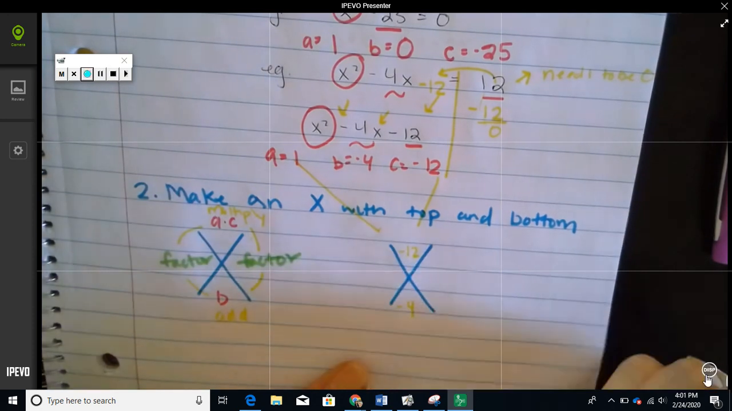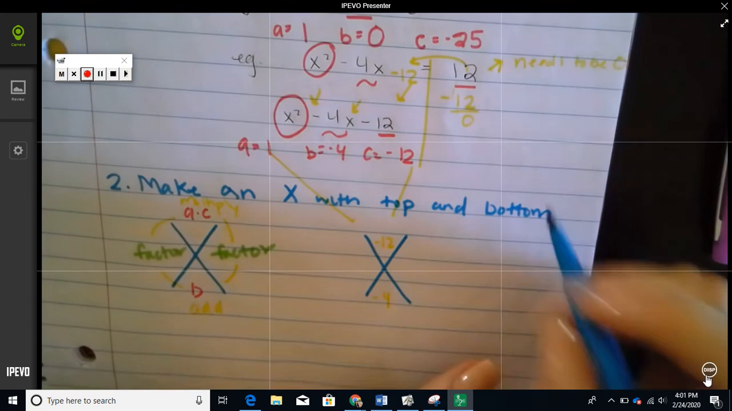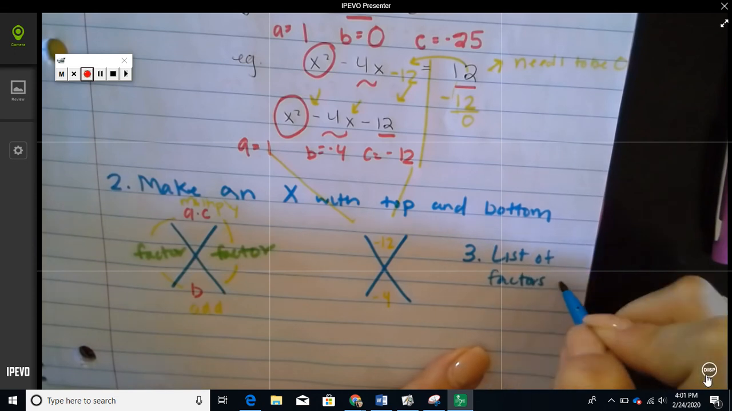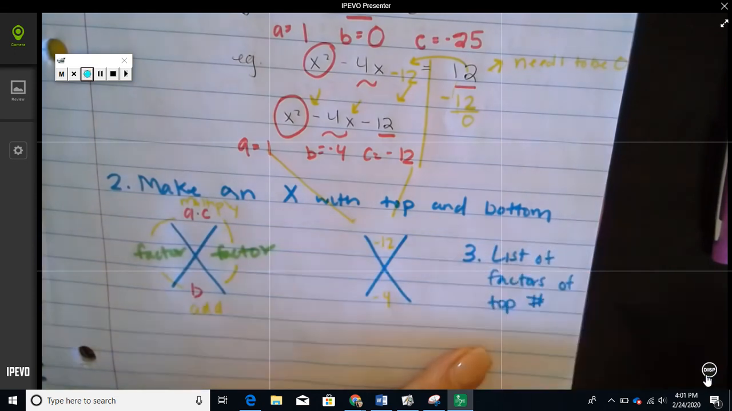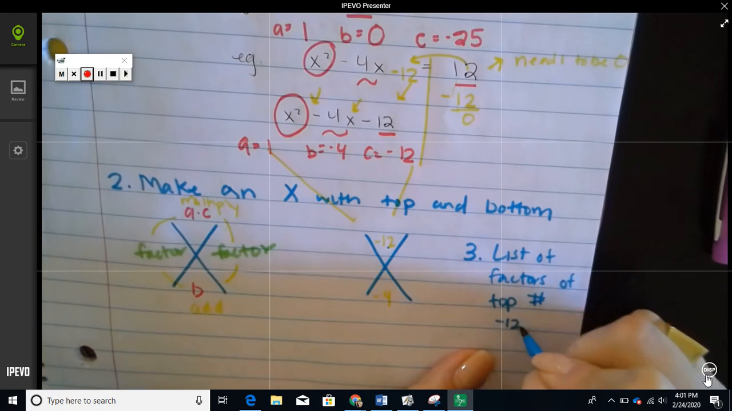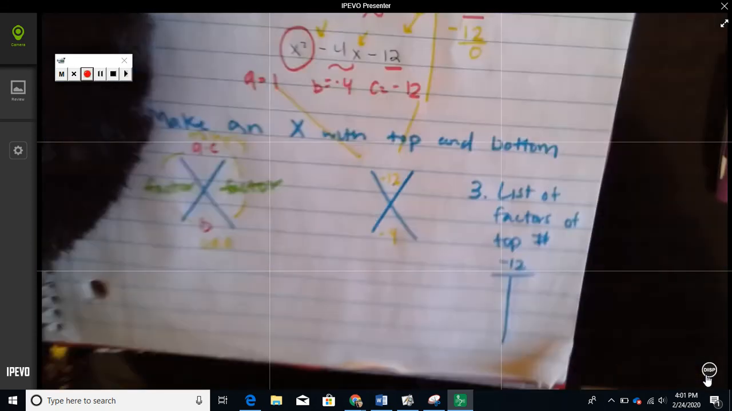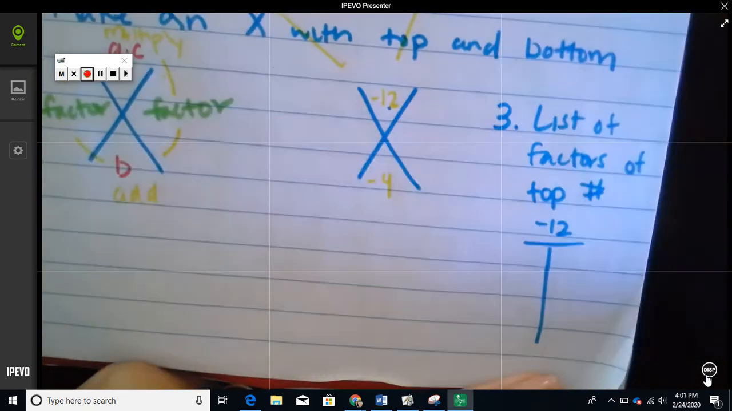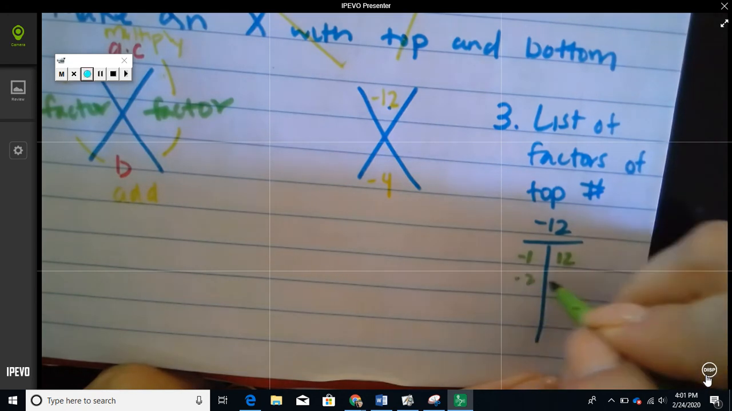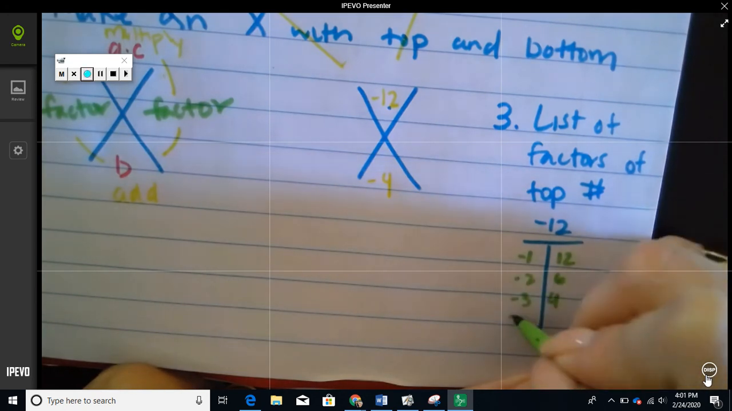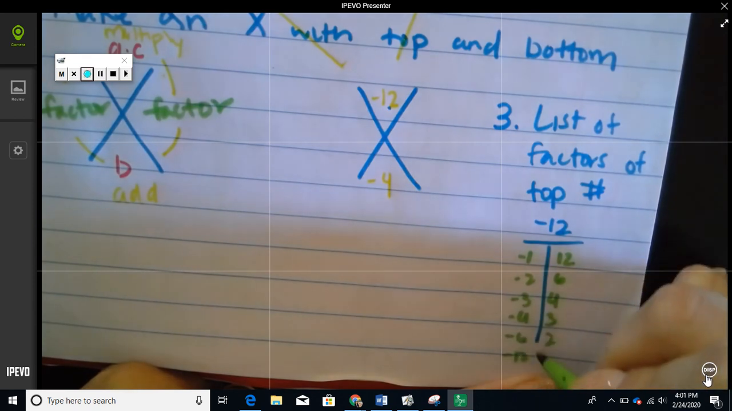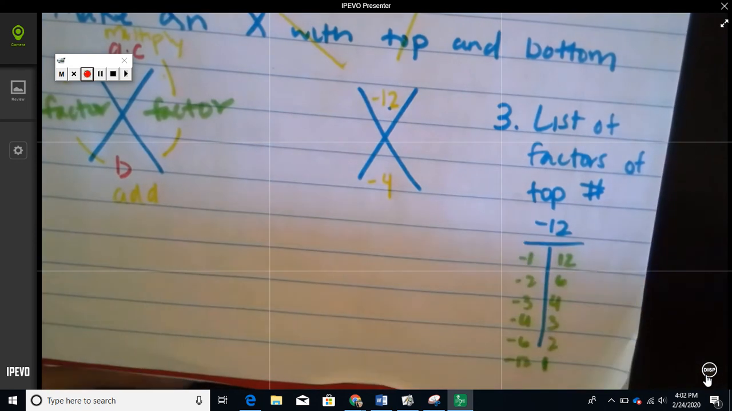Now, to get these numbers, you need to make a list. That's step number 3. List the factors of the top number. So my top number is negative 12. So here is my list of factors, and I have to figure out which one is correct. My list of factors for negative 12 is negative 1, 12, negative 2, 6, negative 3, 4, negative 4, 3, negative 6, positive 2, negative 12, positive 1. So this is my list. I did this in my head. I'll show you a way if you cannot do this in your head, how else you can do this.